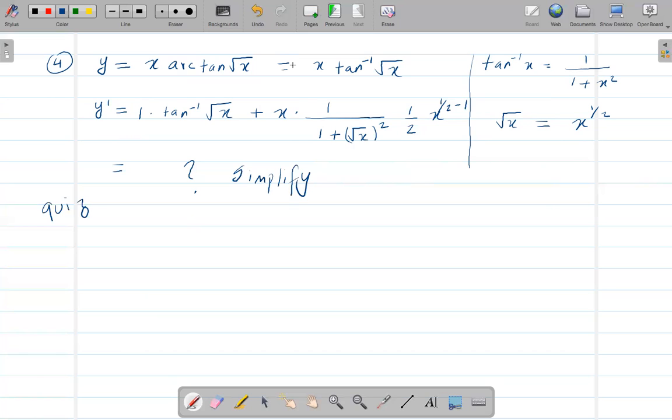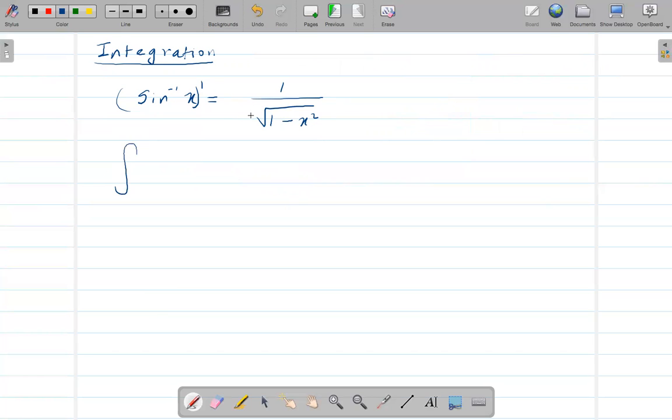Now let's move on to the integration. So as I said, the derivative of sine inverse of x is 1 over square root of 1 minus x squared, right? But what about if we go the opposite way? If I take the integration of 1 over square root of 1 minus x squared, then it will be sine inverse of x plus c. When you take the integration, if there is no interval defined, then we have to write plus c, right? We just have to go the opposite way.